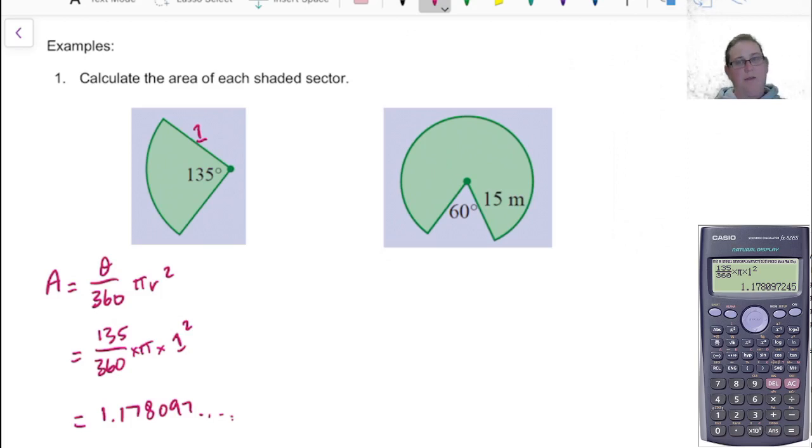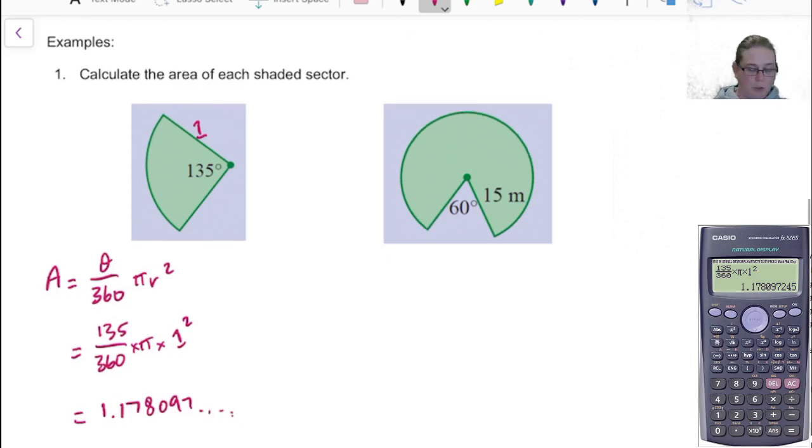All right, now I don't have a unit of measurement on this particular question either, so we're going to just use the words units squared. Okay, just using units squared. So get that organized. Okay, let's have a look at the next question, that second half of that question.